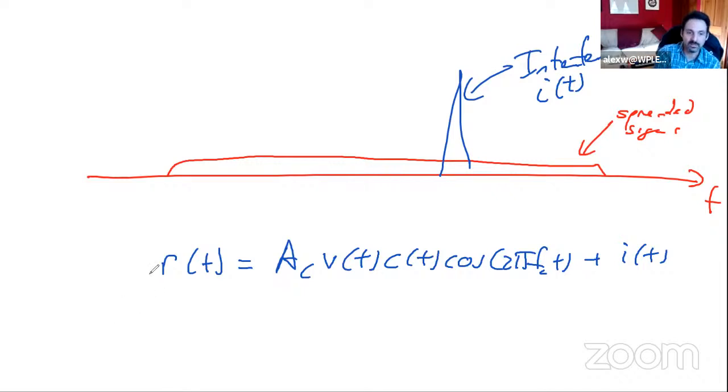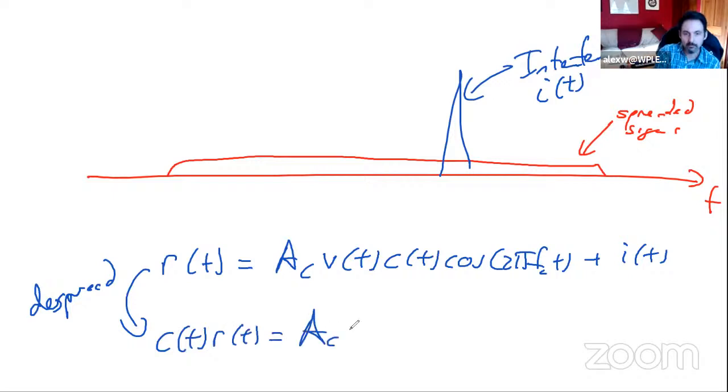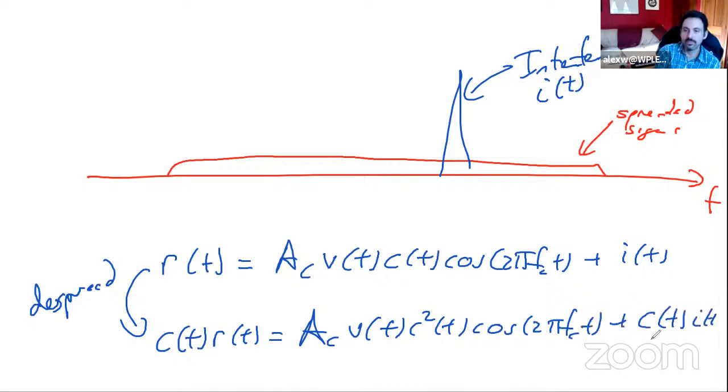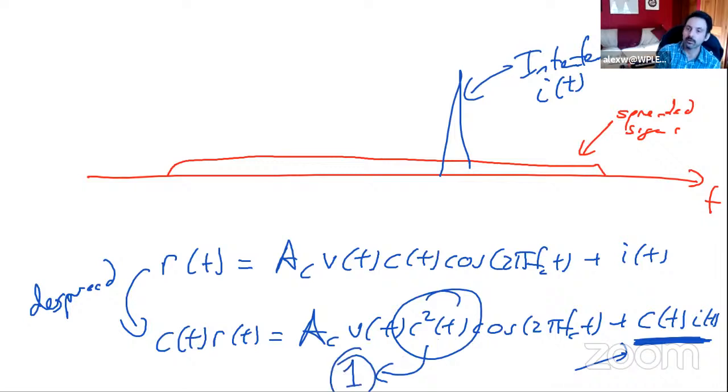So what ends up happening is, let's say the first thing I want to do is despread. You do this, and you get this, and you get that. This is super important. We know that this is equal to one.